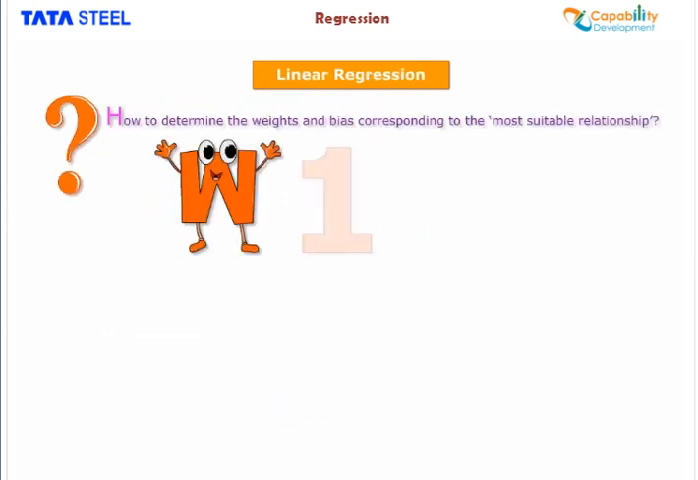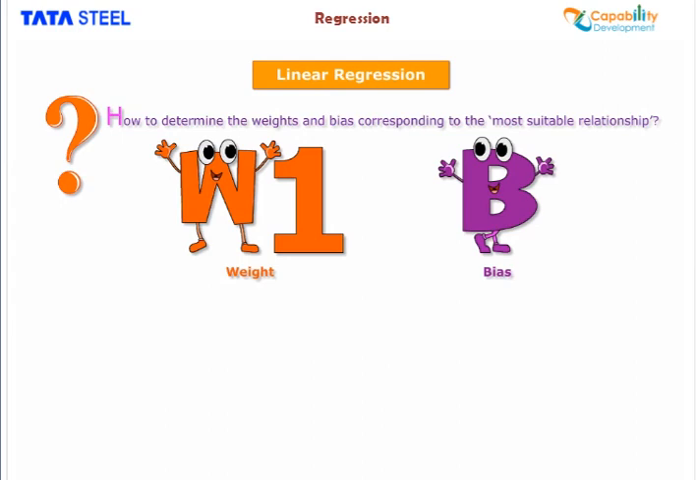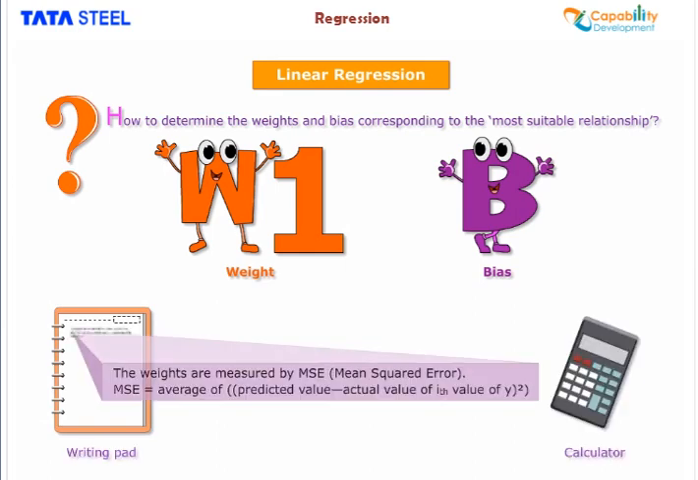How to determine the weights and bias corresponding to the most suitable relationship? You can understand this with the help of a simple SLR example, the techniques of which can be extended to solve MLR problems in a similar way. The weights are measured by MSE, mean squared error, and adjusting them to get the best possible linear line. MSE is equal to average of predicted value minus actual value of ith value of y, whole square.